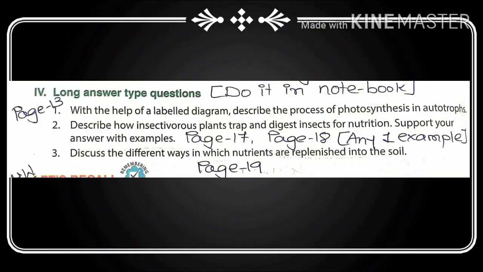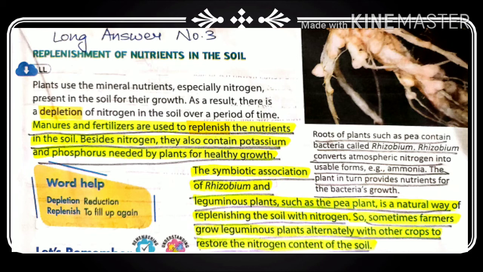The third question is, discuss the different ways in which nutrients are replenished into the soil. For this answer, take out page number 19. Here in this answer, you have to discuss two things. First, how we replenish the nutrients by adding manures and fertilizers, and second is to use the symbiotic association of rhizobium and leguminous plants. The highlighted portion describes the same, that you have to write down in this answer.